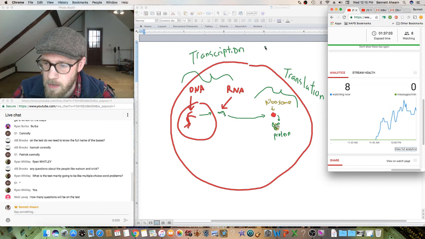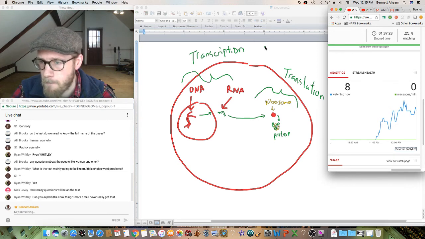The test itself is going to be, let me see, how big is that test? I think it's about 20 multiple choice. I want to say 8 matching, and then 3 short answer and 1 essay. And the essay, you know, it's not going to be like write a paragraph. It's just going to require more work than like an average short answer.